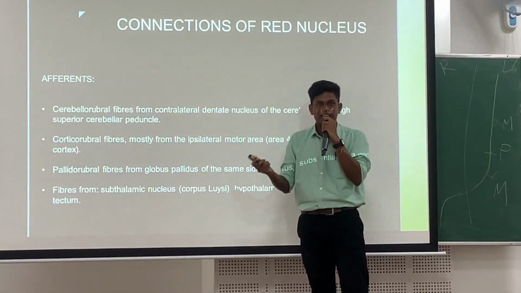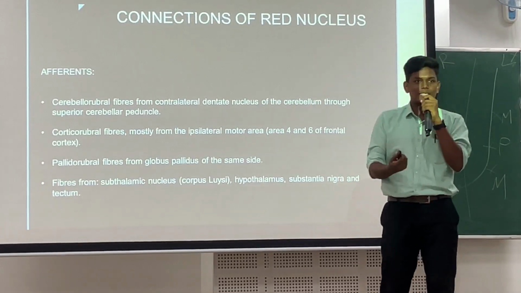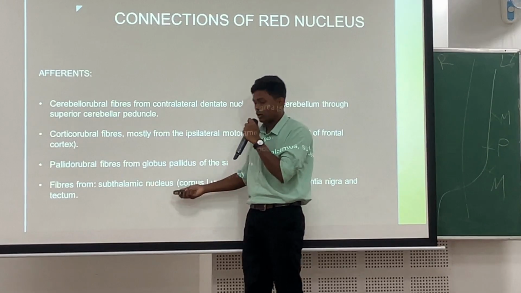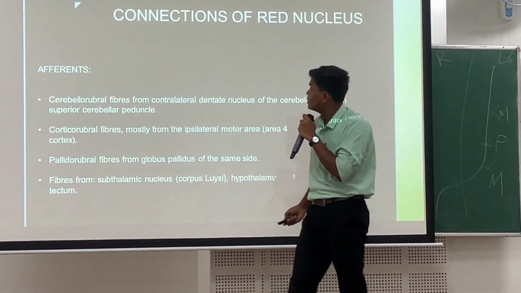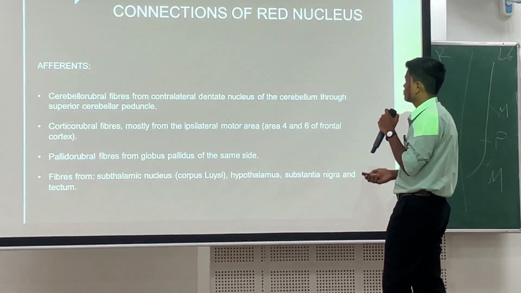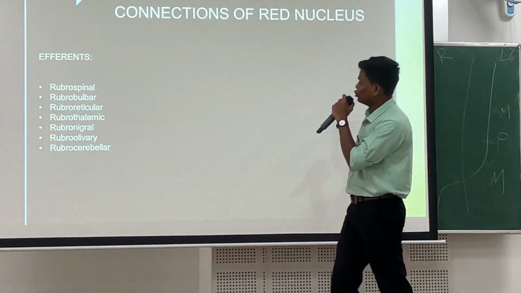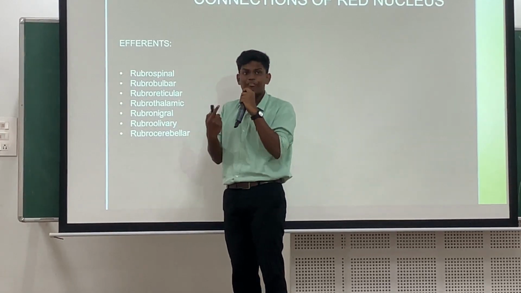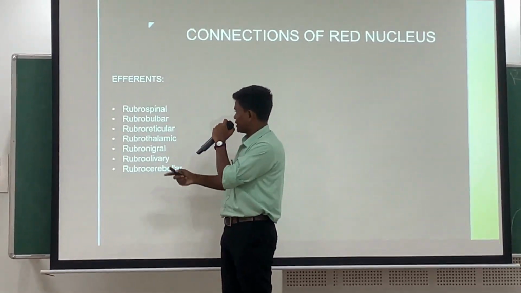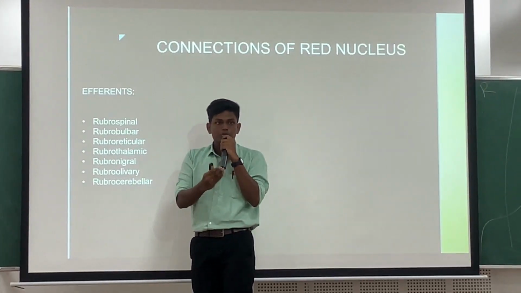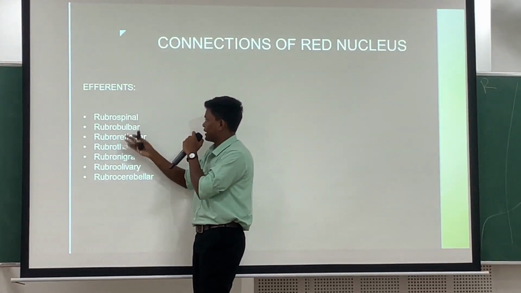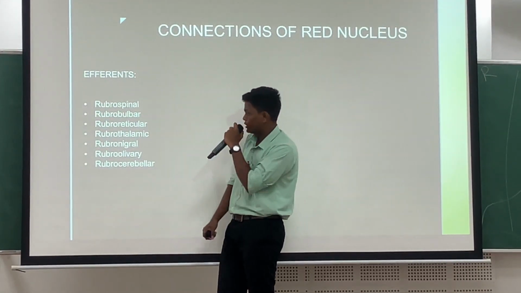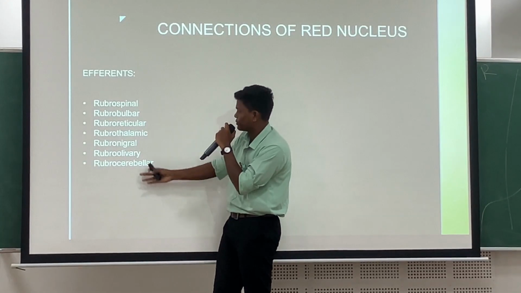The globus pallidus has a fancy name, but it is a component of the basal ganglia. Then fibers from the subthalamic nucleus, again a part of the basal ganglia. Then the rubro fibers: rubro here denotes the efferent fibers from the red nucleus, the fibers it gives to other structures. From the red nucleus to the spinal cord, the rubrospinal, then rubrobulbar to the motor nuclei of the brainstem, rubro-olivary, rubrocerebellar, rubrothalamic.